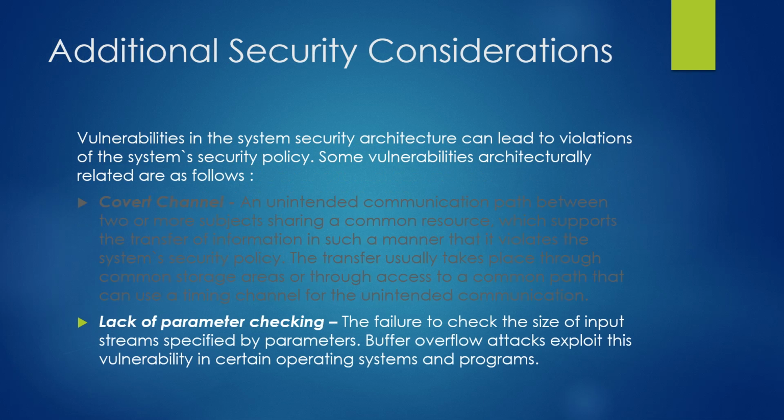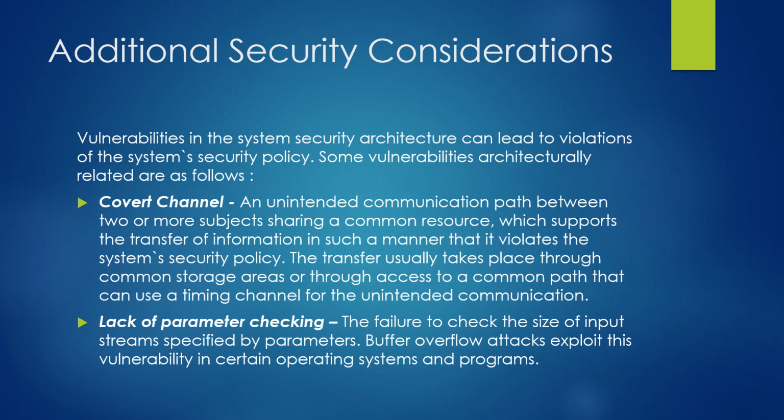There is the covert channel. This is an unintended communication path between two or more subjects sharing a common resource, which supports the transfer of information in such a manner that it violates the system security policy. The transfer usually takes place through a common storage area or through access to a common path that can use a timing channel for its unintended communication. Covert channels, like covert operation.